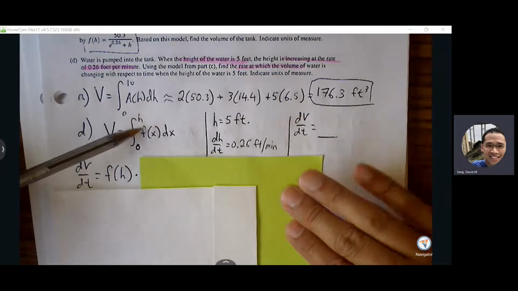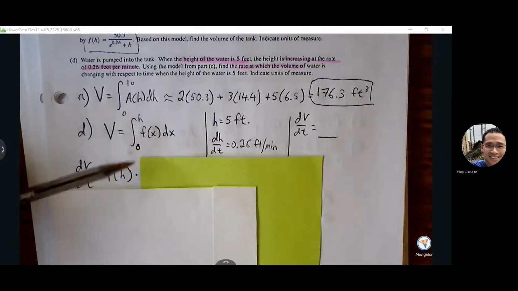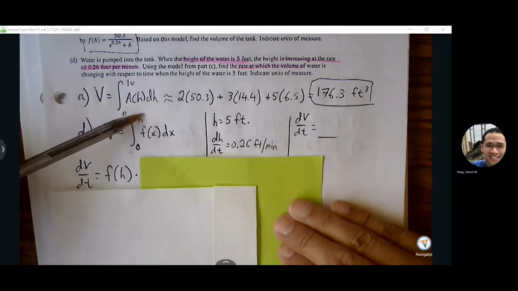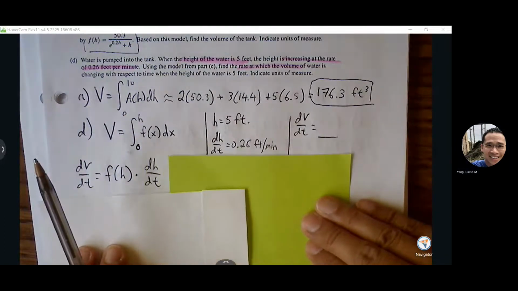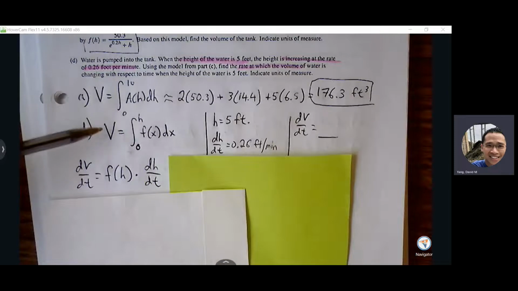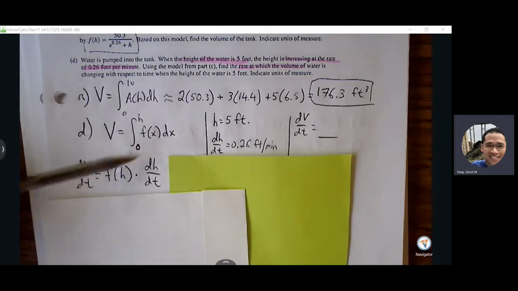How do I represent h prime, though? Remember, time is involved here. So times what? dh/dt. Yeah. So that's the hard part. The hard part is building the equation and then knowing how to get to the derivative, because usually we don't see a related rates problem with this integral notation, but this is what we're asked to build.